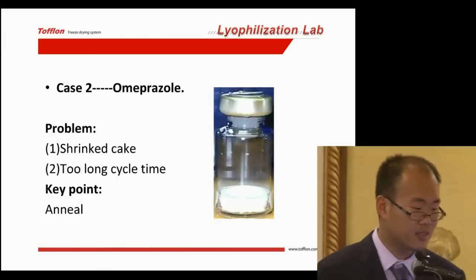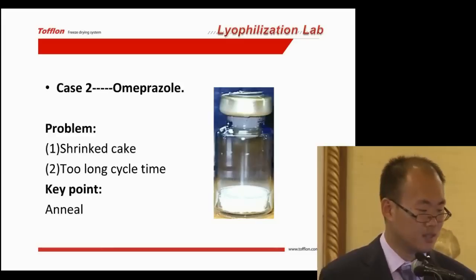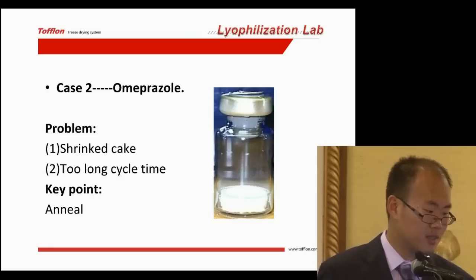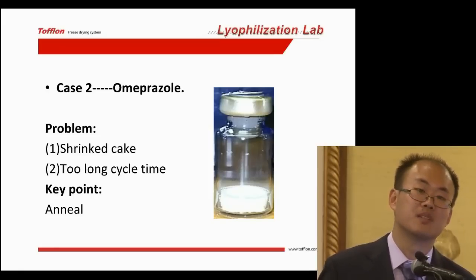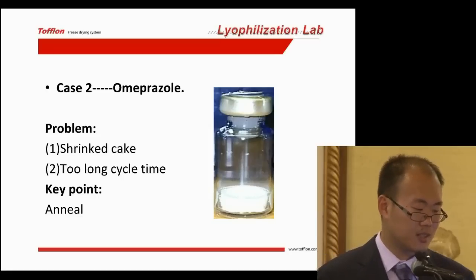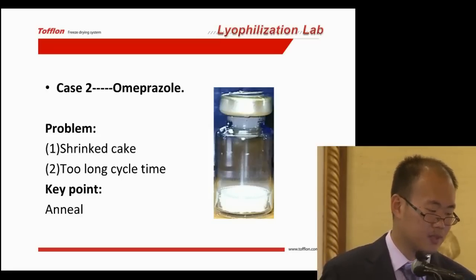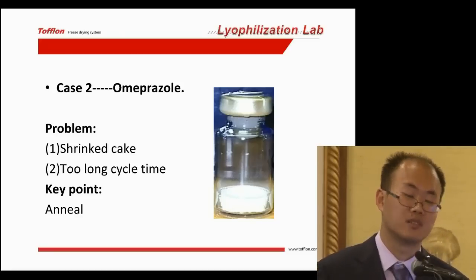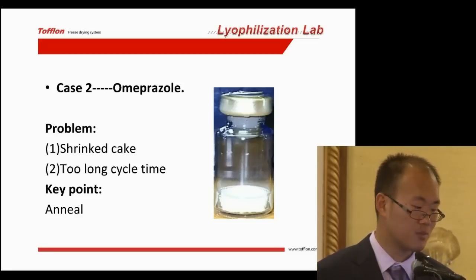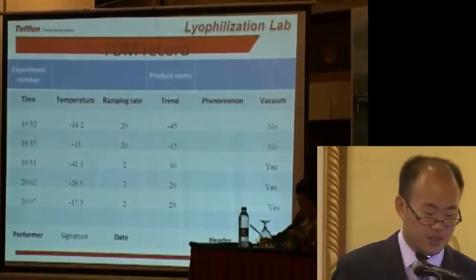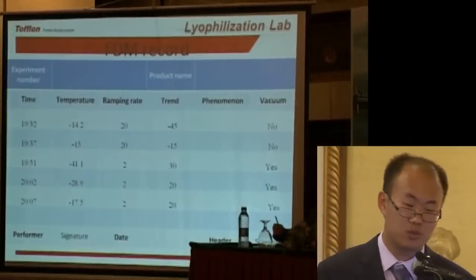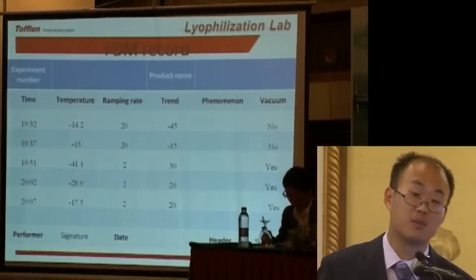The second case is omeprazole. There is a problem. The problem is also a shrunk cake and too long a cycle time. When the clients perform this freeze drying cycle, they can't get a good product. To solve this problem, the key point is annealing. We perform annealing. Now we show this problem by several tables and pictures.